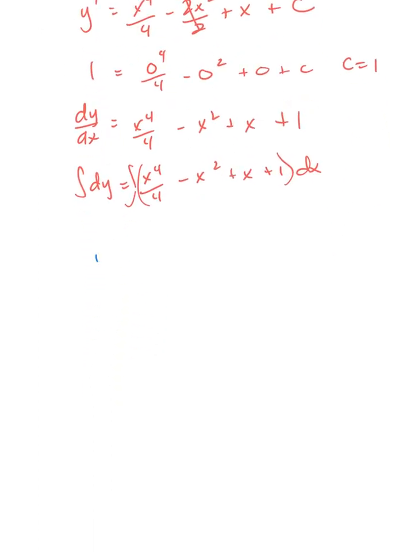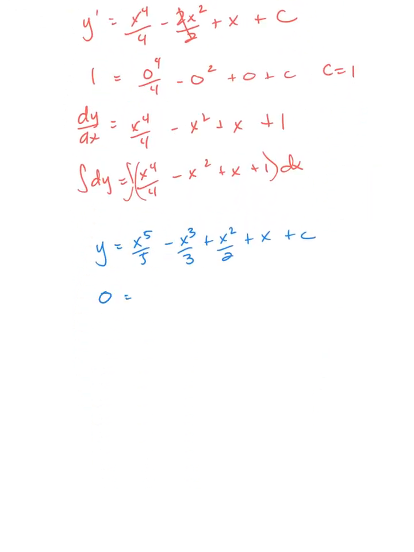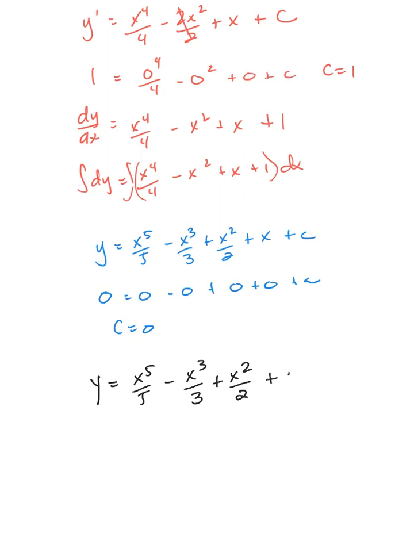Find that integral, and I'm going to be at y equals x to the 5 over 5 minus x to the third over 3 plus x to the second over 2 plus x plus c. And I know that the point is 0, 0. So 0 equals 0 minus 0 plus 0 plus 0 plus c. c is going to be 0. So that means my final answer is y equals x to the 5 over 5 minus x to the 3 over 3 plus x to the second over 2 plus x. And there is no plus c because we've taken care of that initial situation.